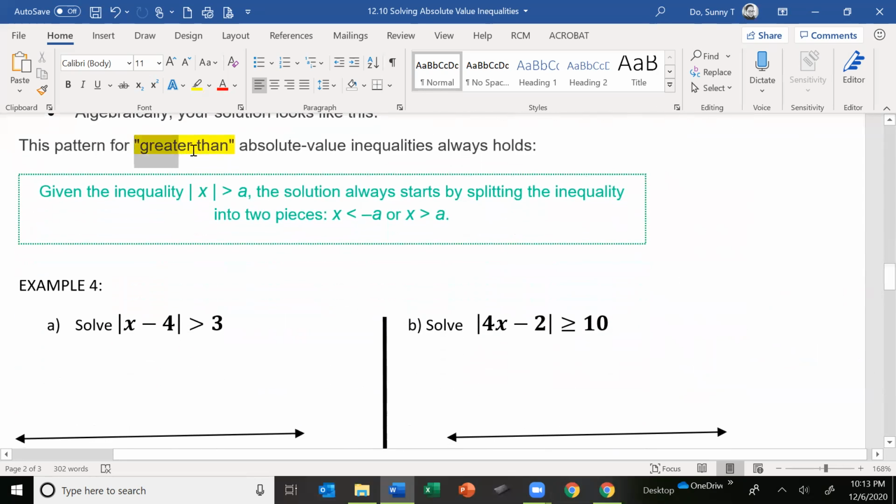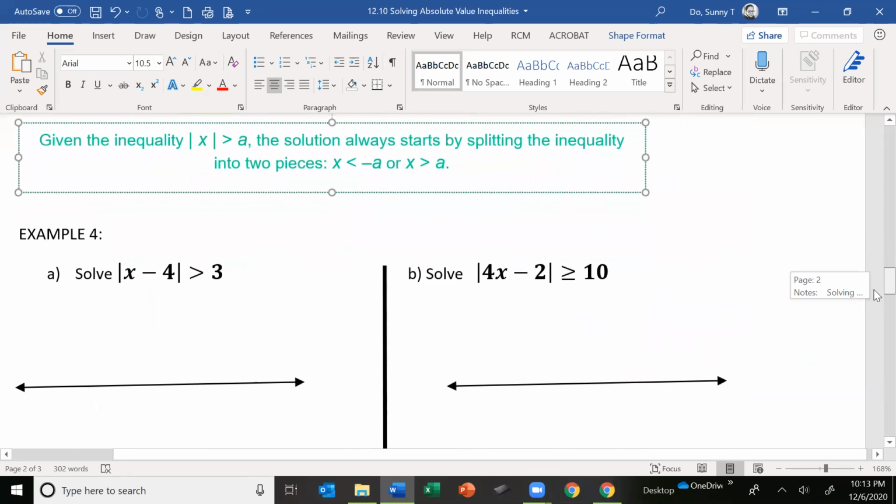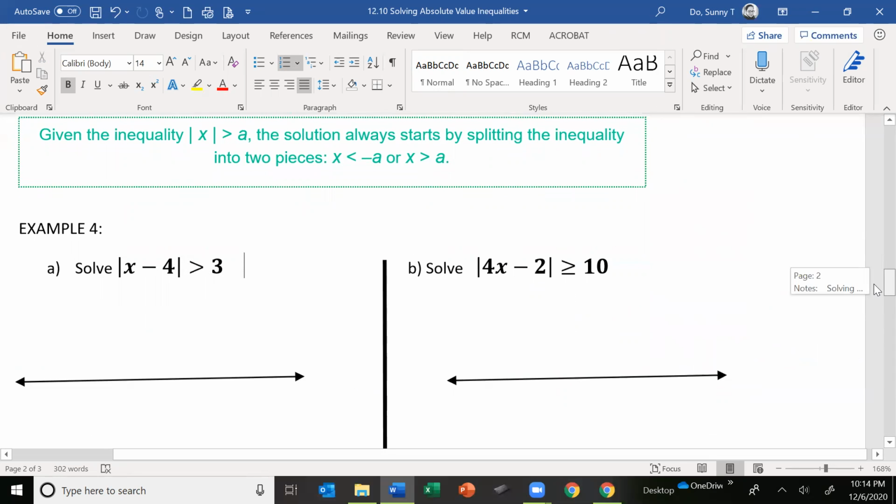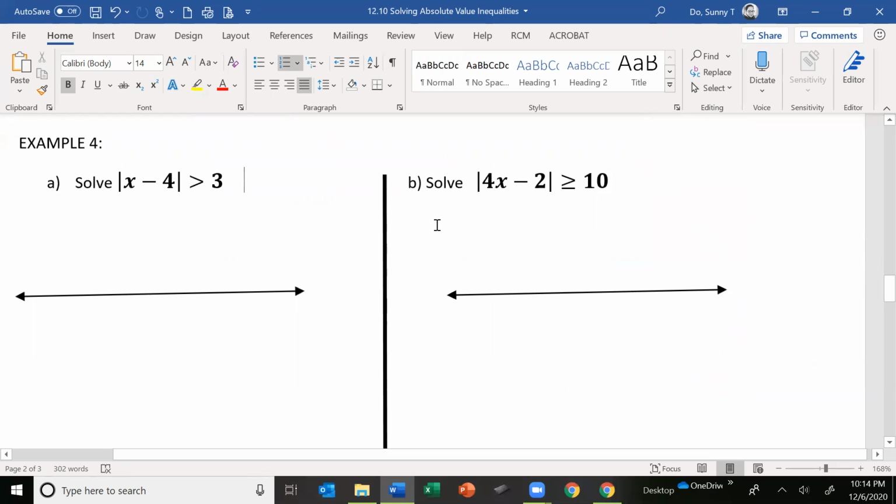The pattern for greater than absolute value inequalities always holds, always. Given the inequality f of x, absolute value of x greater than a, the solution will always start by splitting the inequality into two pieces. x has to be less than -a, or x has to be greater than a. All right, so we are going to go ahead and take a look at how the graph looks, represented on the number line, and then write our final answer.